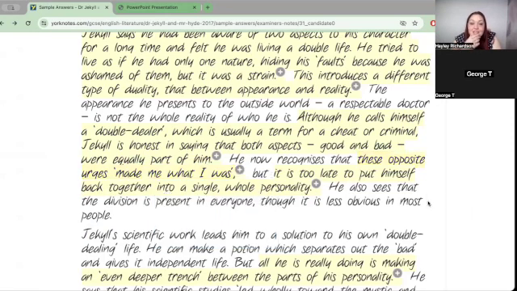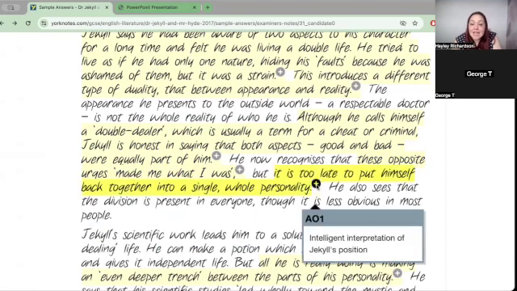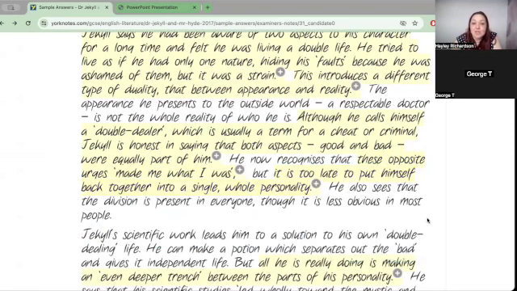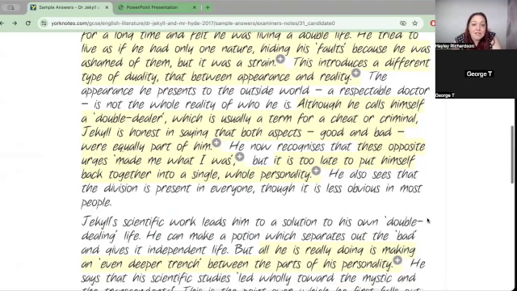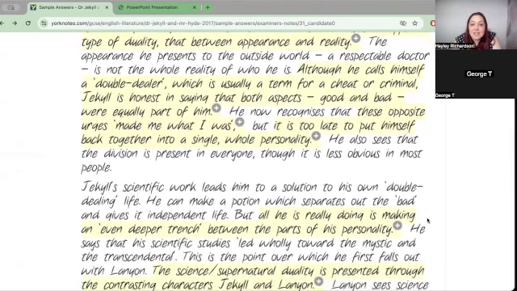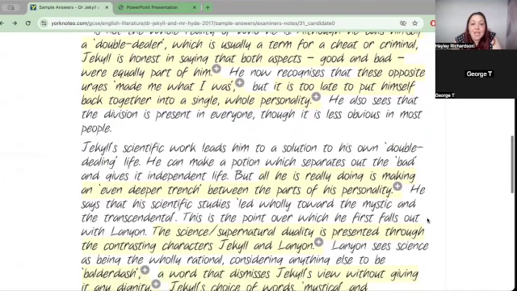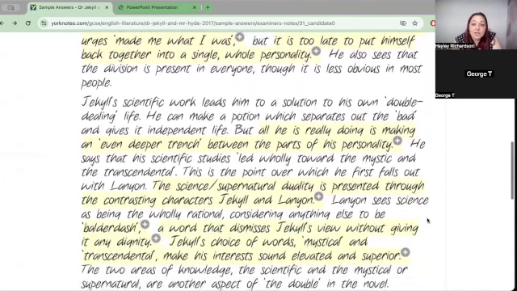But it is too late to put himself back together into a single whole personality. Intelligent interpretation of Jekyll's position. He also sees that the division is present in everyone, though it is less obvious in most people. Jekyll's scientific work leads him to a solution to his own double-dealing life. He can make a potion which separates out the bad and gives it independent life. But all he is really doing is making an even deeper trench between the parts of his personality.